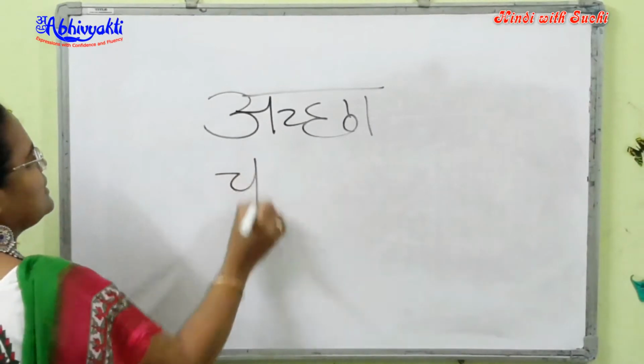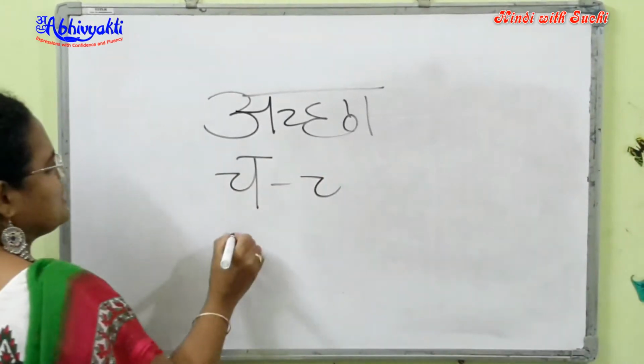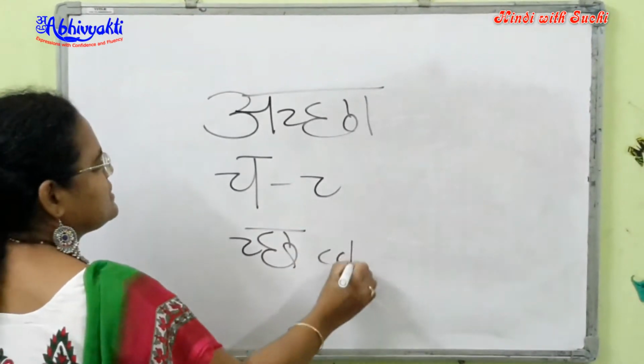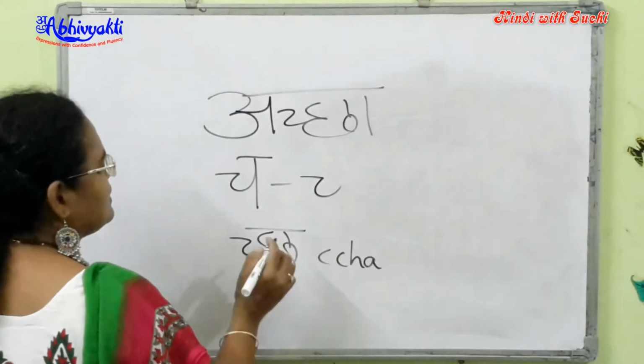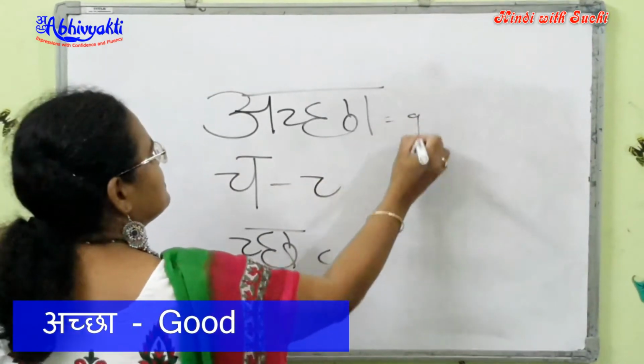Now let's have the cha in a compound letter. So again you write cha without the stem. So I have cha and cha together, which is ccha. So accha. Accha means good.